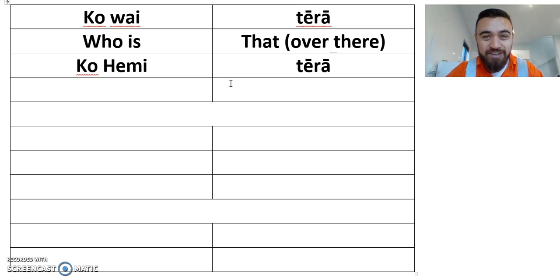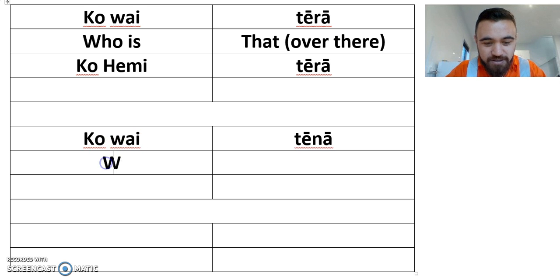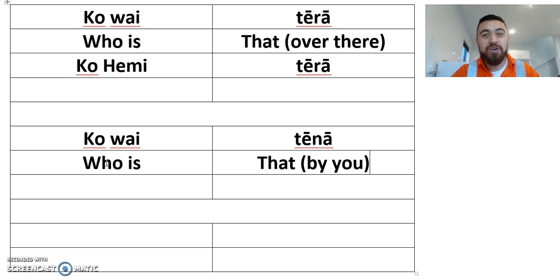So ko wai tērā, ko wai tēnei, we could say ko wai tēnā. So who is that? Who is that by you? So my mate might rock up with someone that I don't know and he's standing next to them. Oh, ko wai tēnā. So who's that? And then they respond with tēnei. So ko Hemi tēnei. Ko ia taku hoa. This is Hemi. He's one of my friends. He's a friend. So that's it.